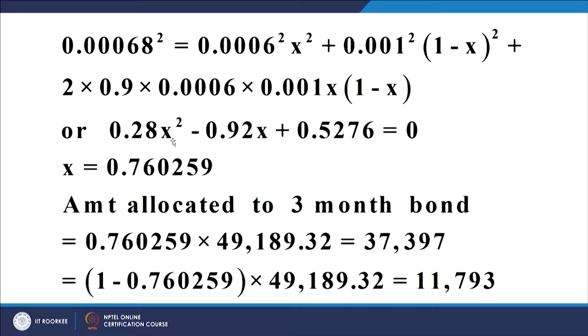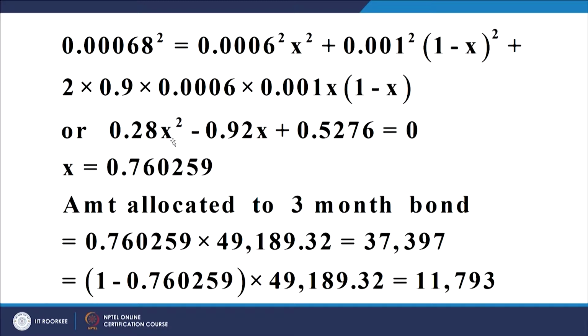The volatility of A squared into X squared, plus volatility of B squared into 1 minus X squared, plus 2 into correlation into volatility of A into volatility of B into proportion of A and proportion of B. This is a standard formula again, and the left hand side we have already worked out by linear interpolation. So, if you simplify this quadratic equation, we find that X is equal to 0.76.